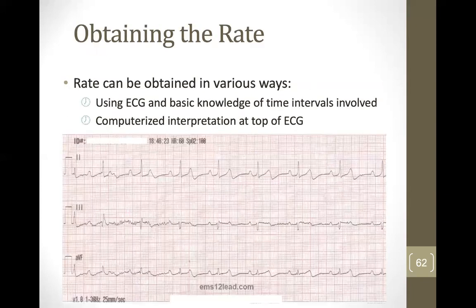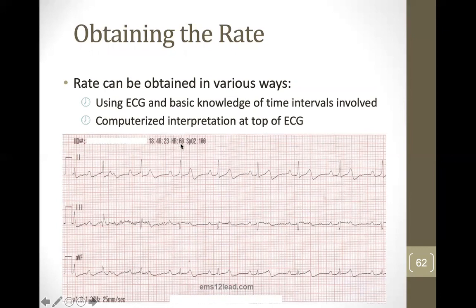Okay, then we want to take a look at the rate. There are a lot of different ways that we can look at the rate, and there are technical ways for us to do that. But for our level of purpose, I just want you to understand that often you can just go with what the interpretation is at the top of the EKG. So printed up here, it would have an ID number, and then here it's giving you heart rate. This one actually happens to have an oxygen saturation also listed on it. But you can look at it and say it's 60 beats per minute.